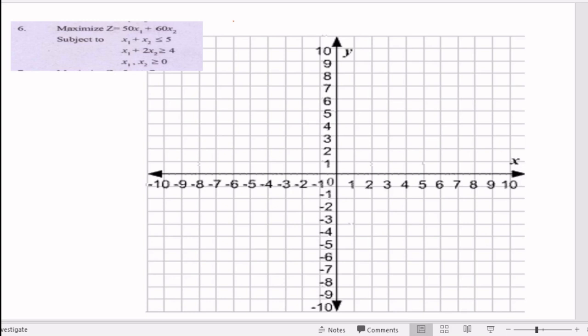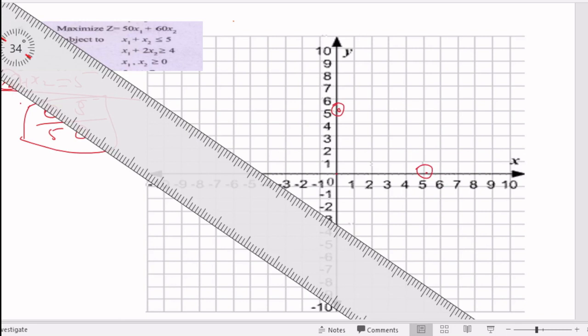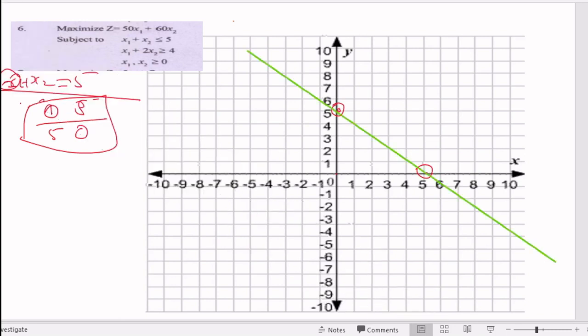First plot the lines, first plot the coordinates and draw the line. So first equation x1 plus x2 equal to 5. It's very simple. When x1 is 0, x2 is 5. When x2 is 0, x1 is 5. So very simple, 2 points we can draw. Let's see, x1 is 0, x2 is 5, this point. When x2 is 0, x1 is 5. Let's draw this line and name it x1 plus x2 equal to 5.